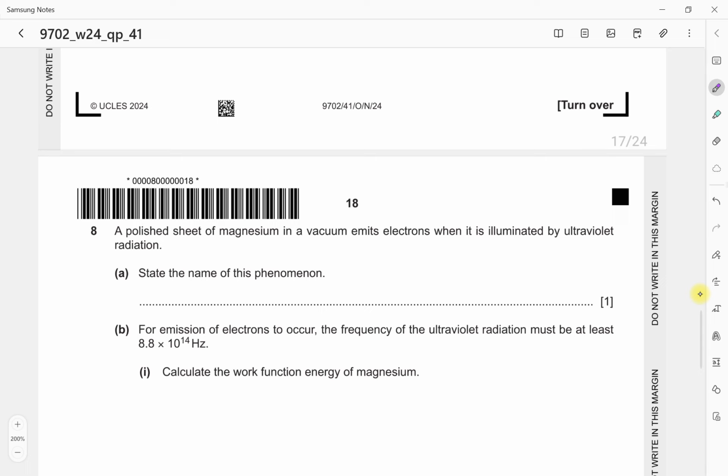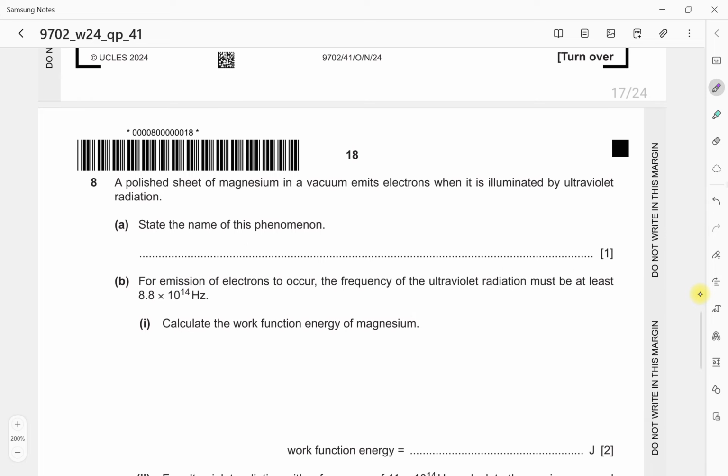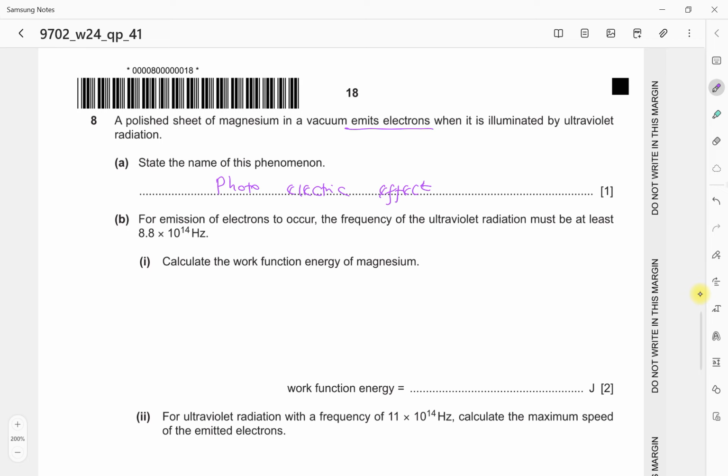A polished sheet of magnesium in a vacuum emits electrons when it is illuminated by UV radiation. State the name of this phenomenon. It emits electrons, so that is going to be the photoelectric effect. For emission of electrons to occur, the frequency of the UV radiation must be at least 8.8 times 10 to the power of 14 Hertz. So this is the threshold frequency.